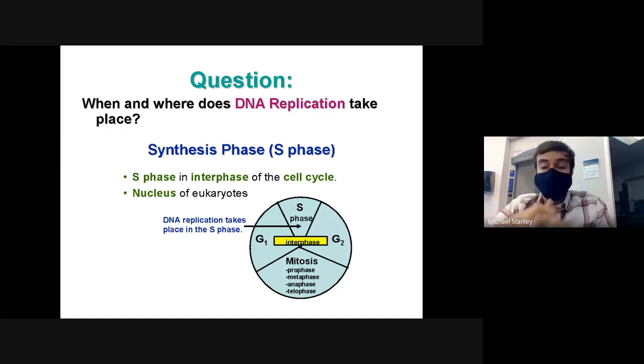So the next thing to go over is, when does this happen? So a cell is living its life. It's not just going to make new DNA for no reason. Instead, it makes new DNA when it knows it's going to be making a copy of itself. So all the cells in your body are copies of the original cells that you were built out of. So when we copy DNA, it happens during a part of what's called the cell cycle, called the S phase. The cell cycle is basically just like the life cycle of our cell.